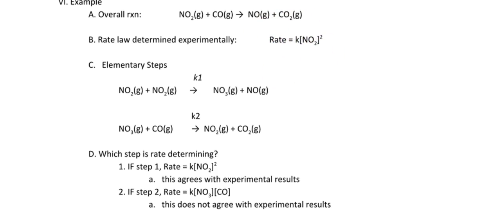Well, what if step two was the slow step, the rate determining step? What would be the rate law? Well, it would be rate equals one of these times one of these, all right? That does not agree with the experimental rate law, all right? So the second step does not match this. The first step matches this. Therefore, the first step must be the slow step, the rate determining step.